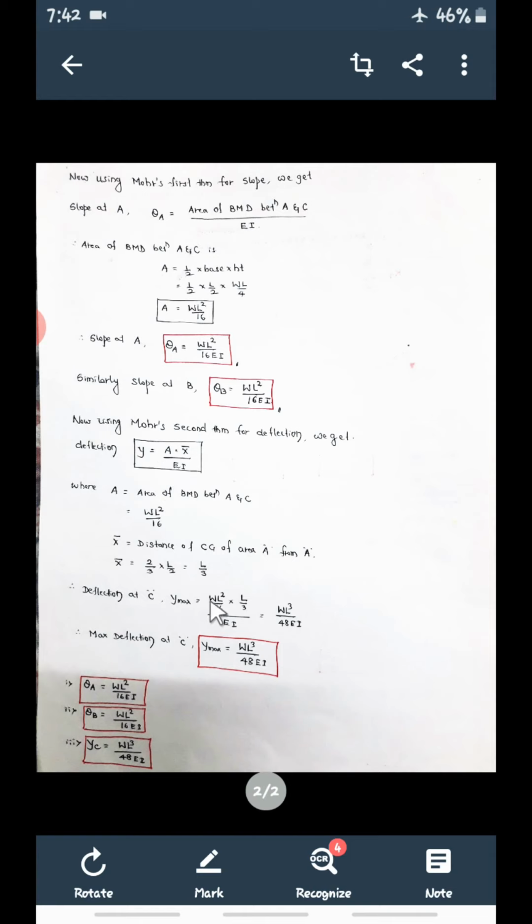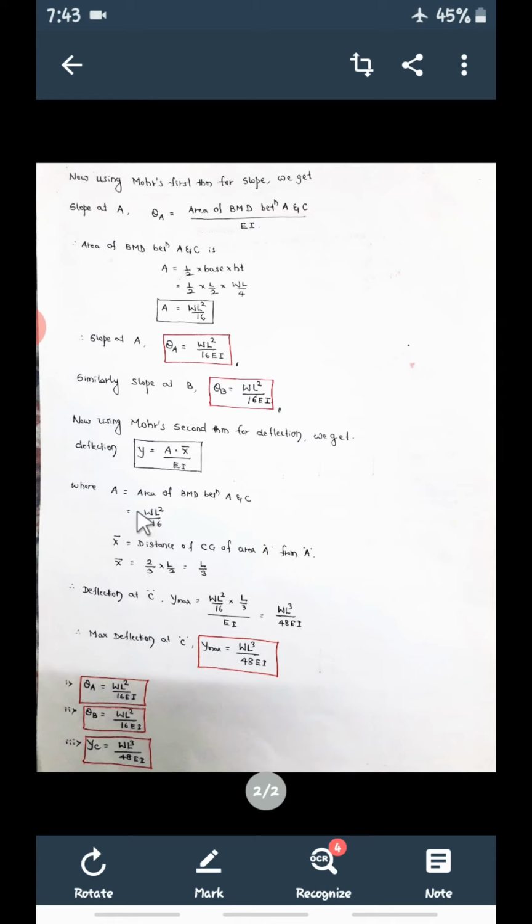So it is WL square into L, that is WL cube, divided by 16 into 3, which is 48. The EI goes down here, so 48 EI. So WL cube divided by 48 EI will be the deflection at the center, that is at point C. Deflection at A is 0.